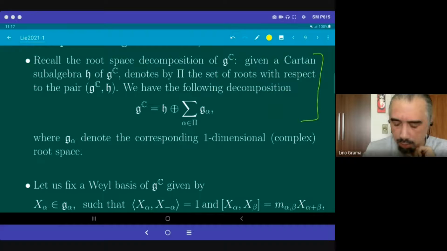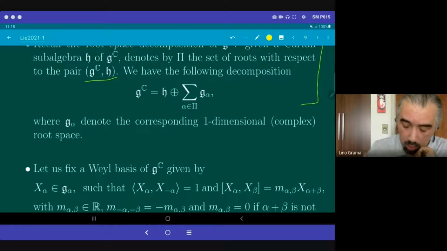the root space decomposition of the complex simple Lie algebra. Okay, we have the Cartan subalgebra h. We denote by capital Pi the set of the roots with respect to this pair, where we have this decomposition. And we denote, okay, this g_alpha is the one-dimensional complex root space.